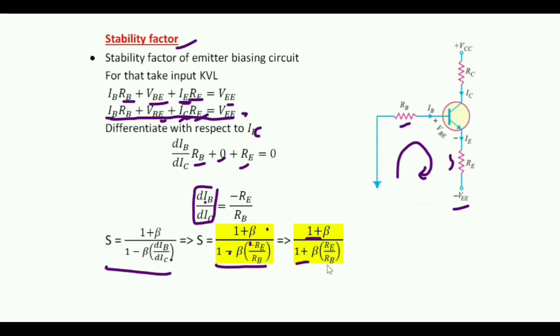If the RE by RB value is unity, then we will get unity stability factor and an excellent stabilization. If it is somewhat near to 1 or somewhat near to 0, then we will get a stability factor of less than 25, and it is also safe for good stabilization. This is all about the emitter biasing circuit.